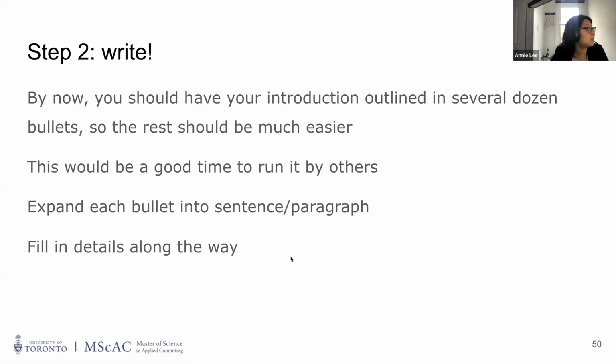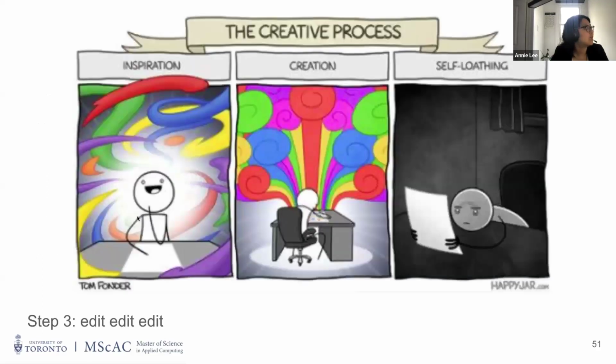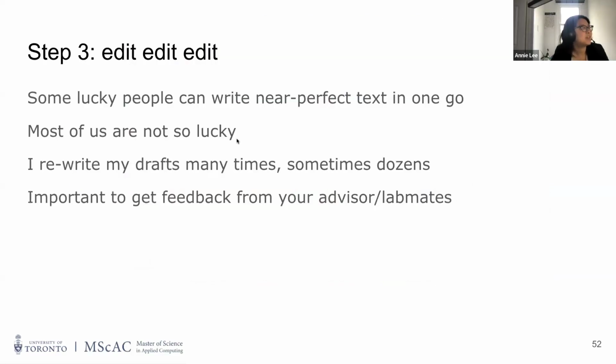Expand each bullet point into a sentence or paragraph, and then you fill in the detail. And then after that, you write, edit. The creative process: inspiration, creation, self-loathing. Apparently some lucky people can write near perfect text in one go, but most of us are not so lucky.